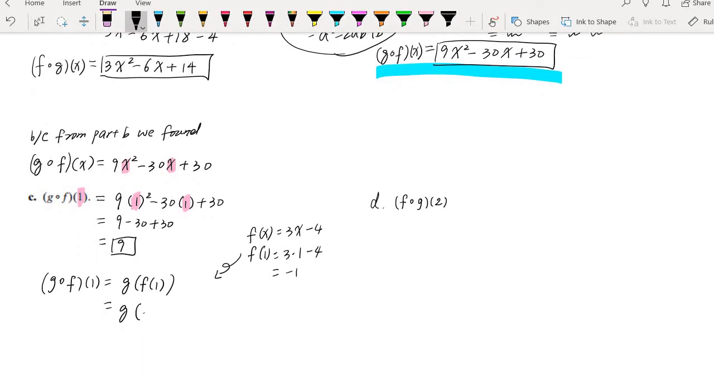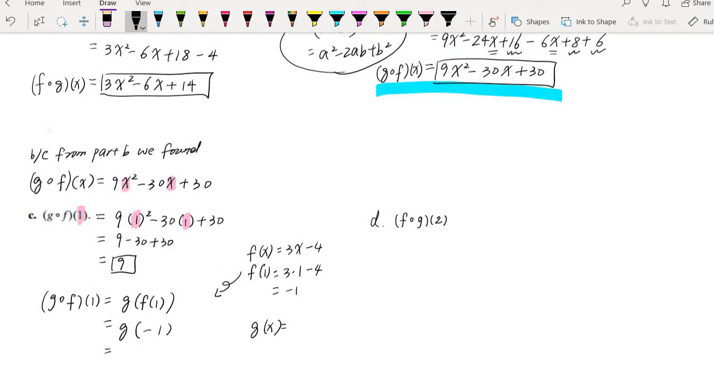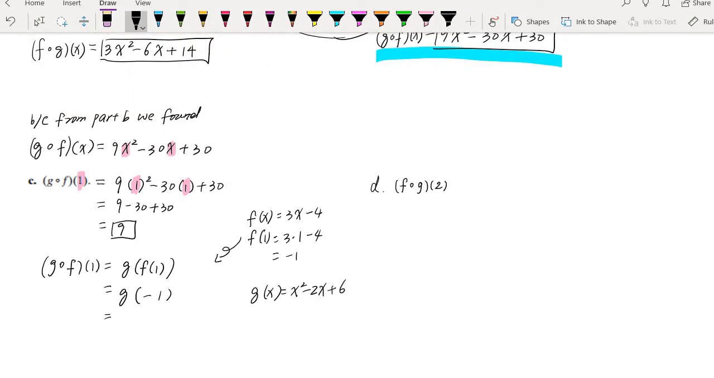Then from here, you plug your negative 1 into your g function, which is given to you. Go back and look, g of x equals x squared minus 2x plus 6. If you're looking for g of negative 1, you're just going to plug in negative 1 for your x. In this case, that will be 1 plus 2, 3 plus 6, that will be 9. So you're going to have this equal to 9. Look again, they are exactly the same answer. Whatever method you want to use is fine with me. This is method 1, this is method 2.